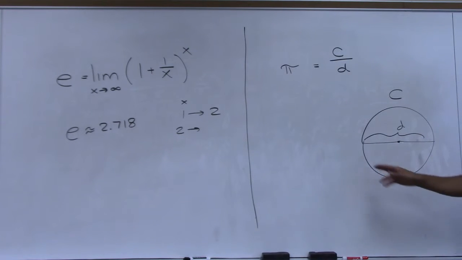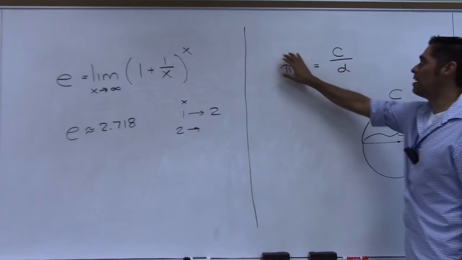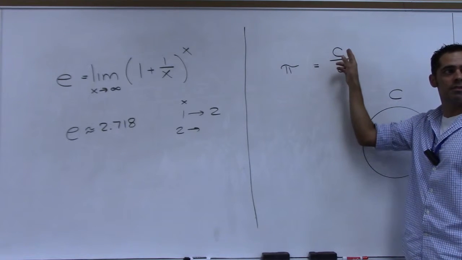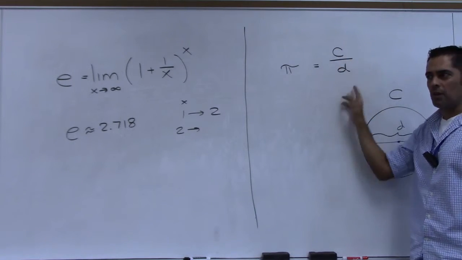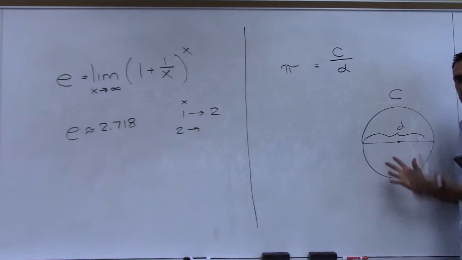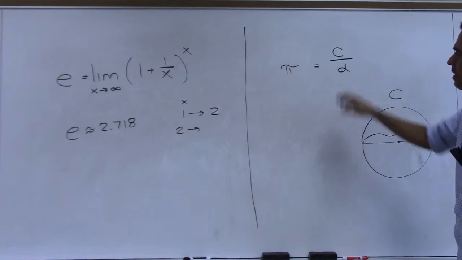The problem is, if you know the diameter, like let's say we didn't know what pi was, it's very hard to get the circumference. Or if you know the circumference, it's very hard to get the diameter. I mean, imagine trying to draw a circle and measure it. It's difficult to do. So that's the definition of pi.